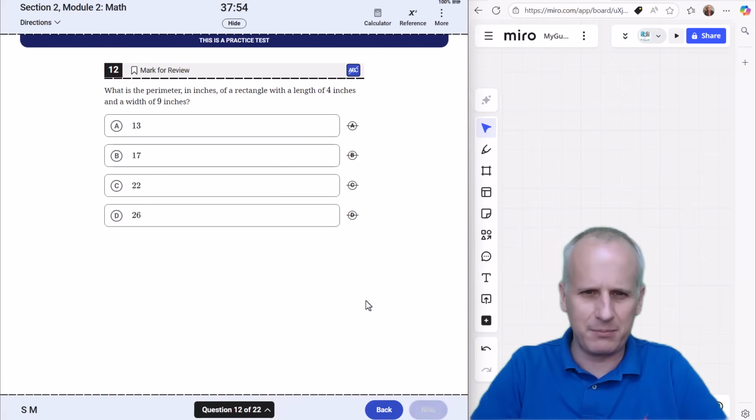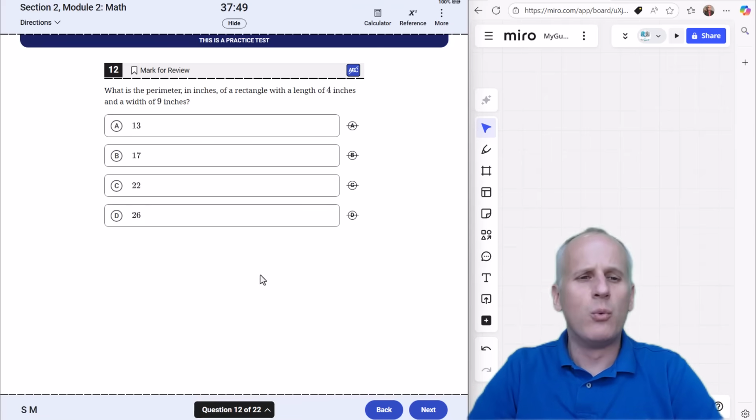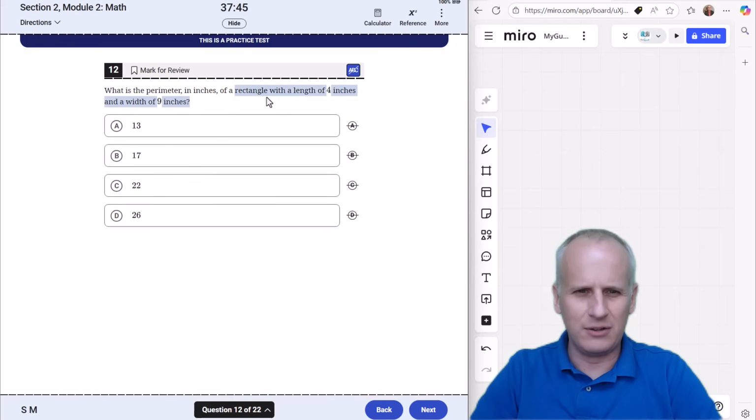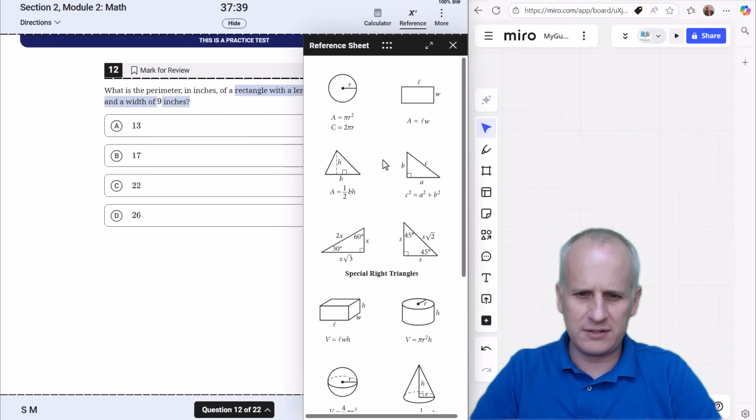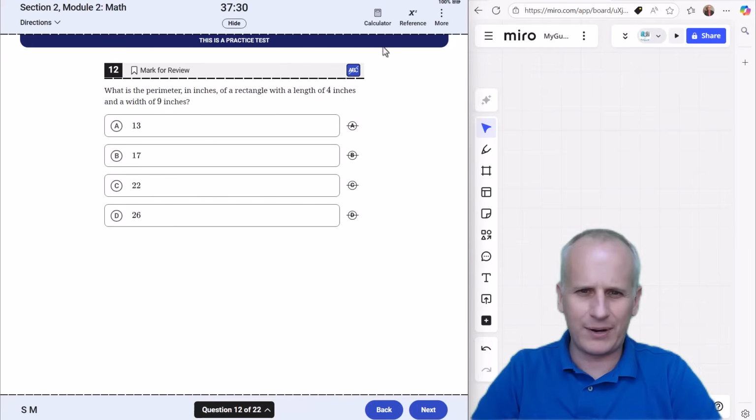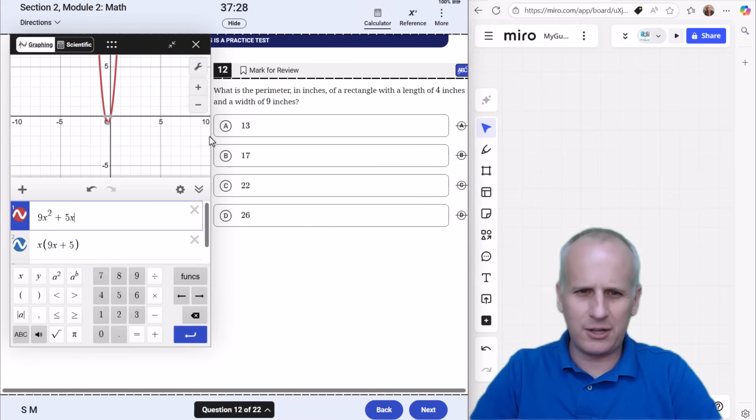So our next problem, as we reach past the halfway mark of this section pretty quickly, we're looking at what is the perimeter in inches of a rectangle with a length of 4 inches and a width of 9 inches. So if I need to, I can go to the reference and find information about a rectangle right at the top here. And we've got L and W, and we should know that the formula for perimeter of a rectangle is going to be 2 times L plus 2 times W.